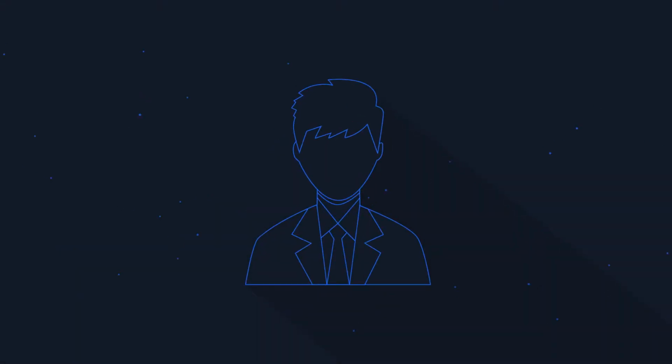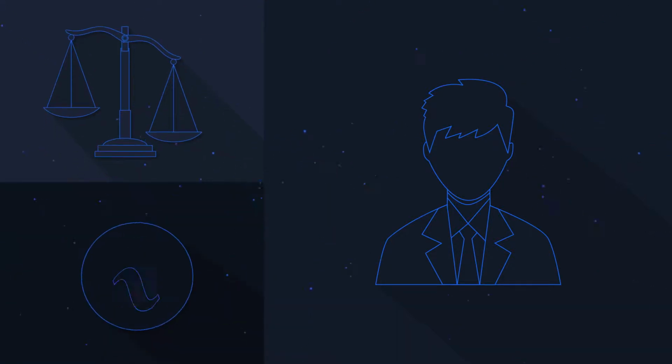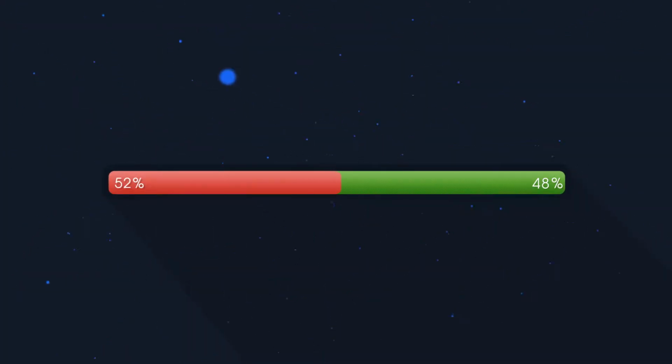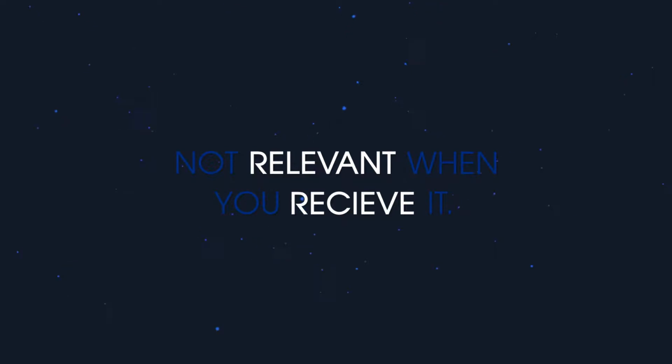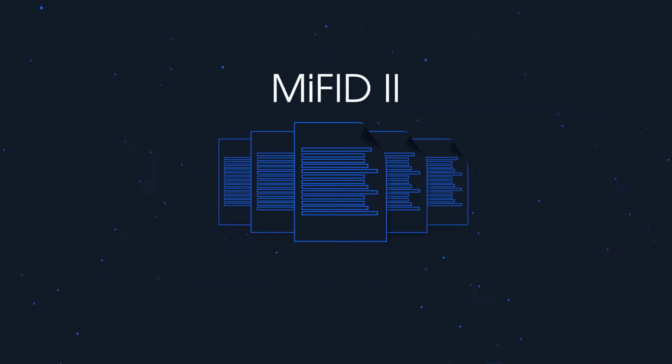As a professional investor, you are defined by the decisions you make based on the information you have. But how do you find what's important when 95% of the information you receive is not relevant when you receive it? And whose insights do you really value and use? Are your research payments accurate and in line with the MiFID II regulatory requirements?